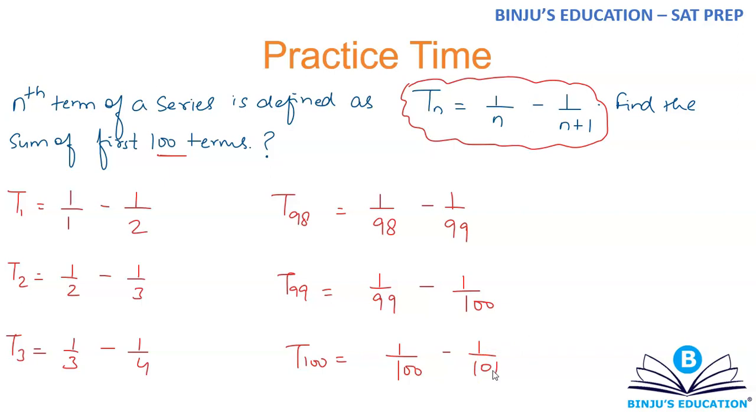Okay, nth term is basically like a general term. So if you have done arithmetic progression, then the formula for nth term in arithmetic progression is a plus n minus 1 into d. Similarly, in geometric progression, the formula for nth term is a into r to the power n minus 1. Likewise, they have defined a series and they have given you the general term for the series. And you need to find the sum of first 100 terms.